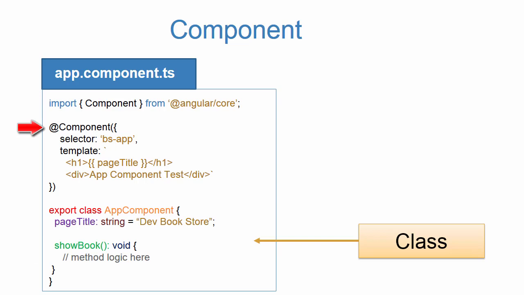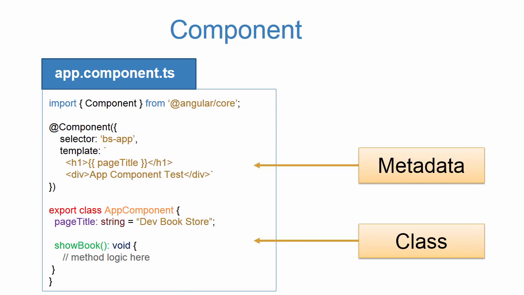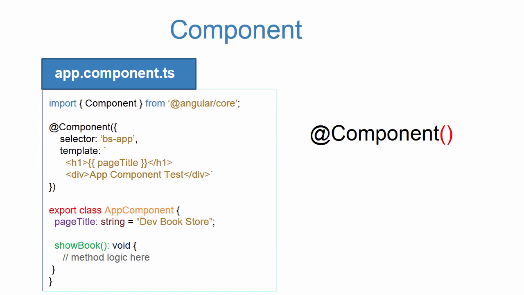Decorators are built-in features of TypeScript and are always prefixed with an ampersand symbol. Angular uses this feature to create custom decorators in order to add additional metadata about the class. When creating our decorators, we're actually just creating functions. And you can tell this is a function because it contains parentheses.